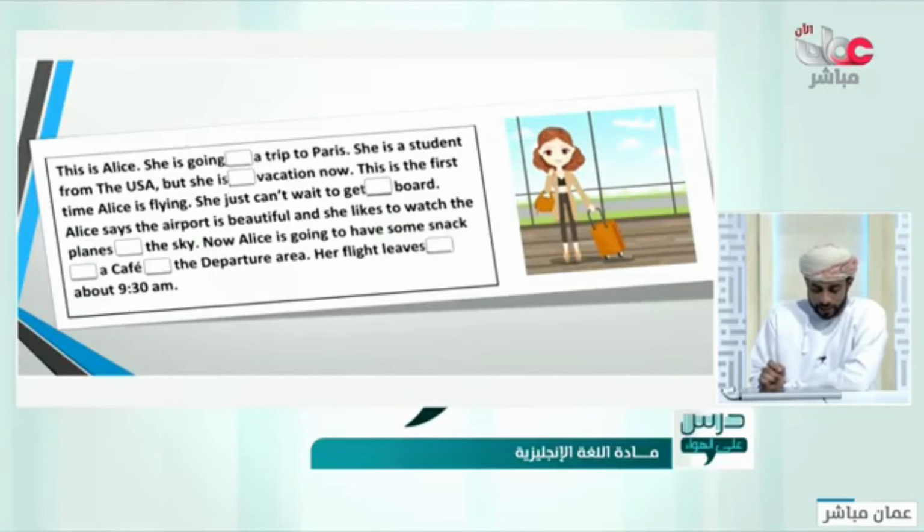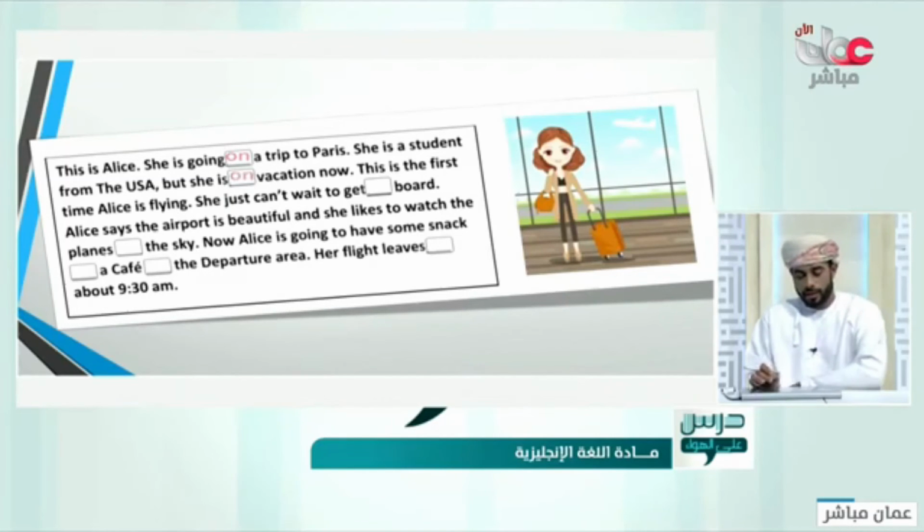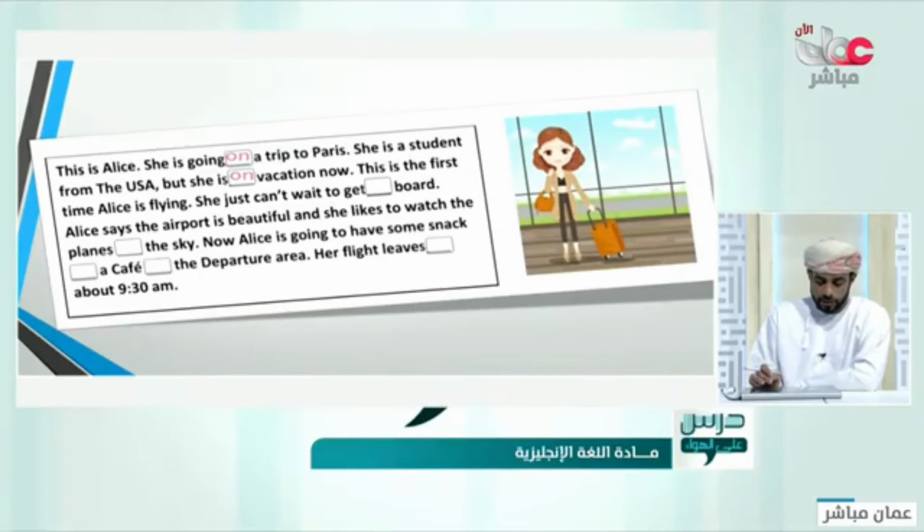Okay, let's go and answer. This is Alice. She is going on a trip to Paris. She is a student from the USA, but she is in vacation or on vacation? It is on vacation. Now, this is the first time Alice is flying. She just cannot wait to get in board or on board or at board. On board, on the plane.